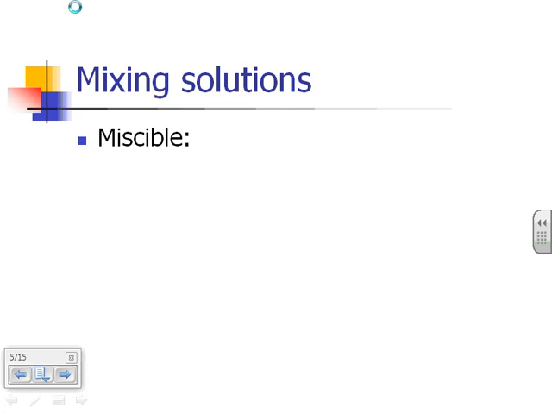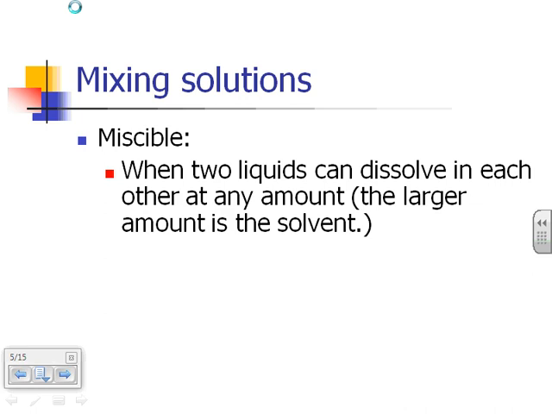So, mixing solutions. Miscible is another term that we need to look at. The key here is two liquids. Two liquids can dissolve in each other at any amount. The larger amount will be the solvent. So if you take water and alcohol, that is one example of this. You can take any amount of water and any amount of alcohol, mix them together, and they will mix. Again, whichever one is in there at the most, that's going to be the solvent.